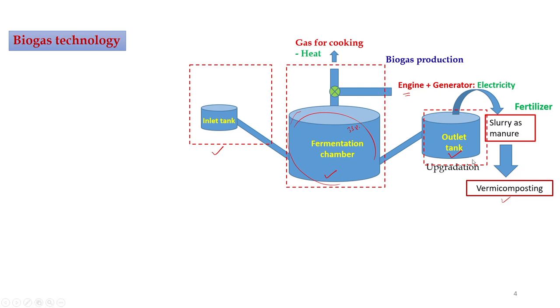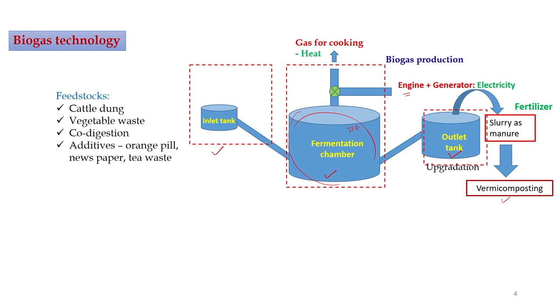Now, what feedstocks can we use in an anaerobic digester? It may be cattle dung, vegetable waste, cooked and uncooked food, or co-digestion, that means cattle dung plus kitchen waste. Sometimes we can also feed the anaerobic digester with things like organic peels, newspaper, and tea waste, and these are called additives. These elements will increase the microbial activity. So, depending upon the situation, we can suggest this kind of raw materials for a plant.